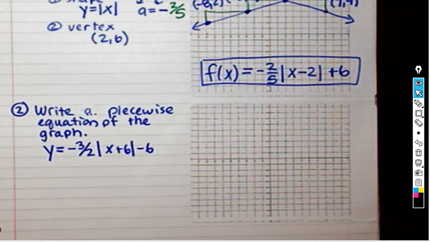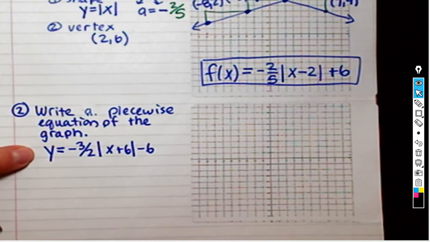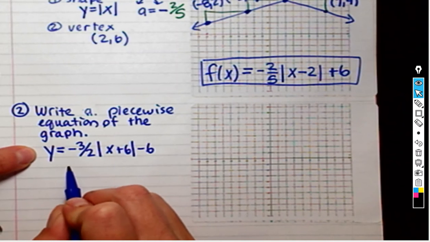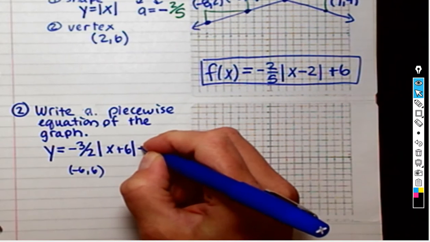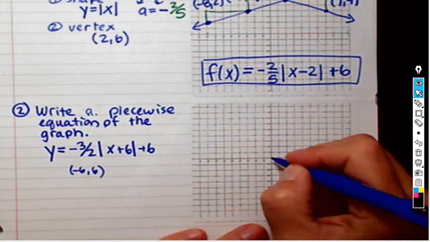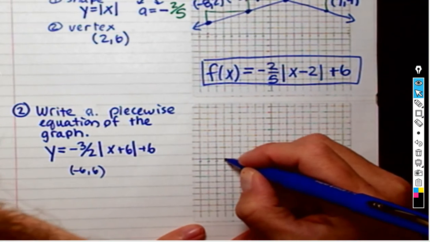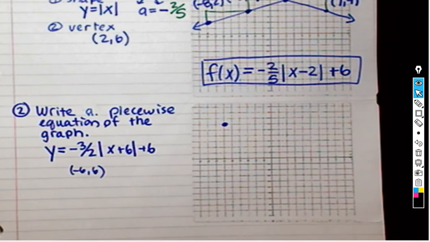All right, McKay, where is the vertex of this graph? Yep, so -6, 6. So make that a plus, please. Shift it up. Otherwise, this will be ugly. Okay, so I got a vertex.